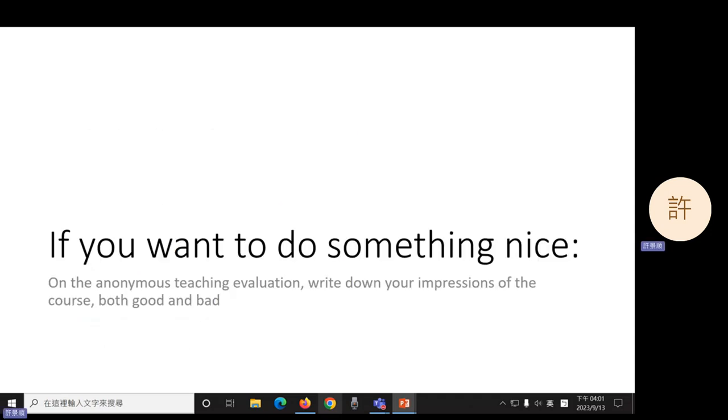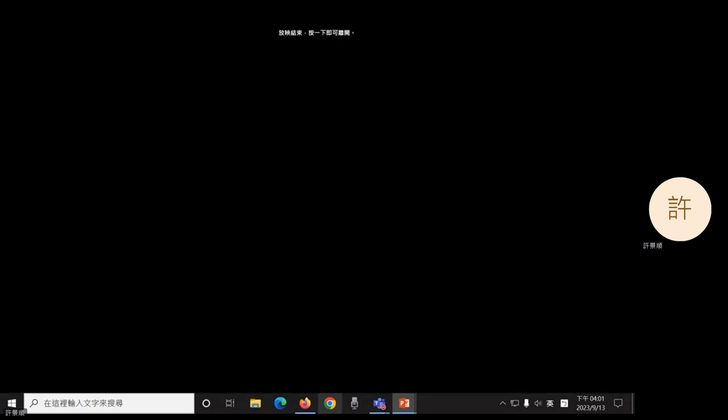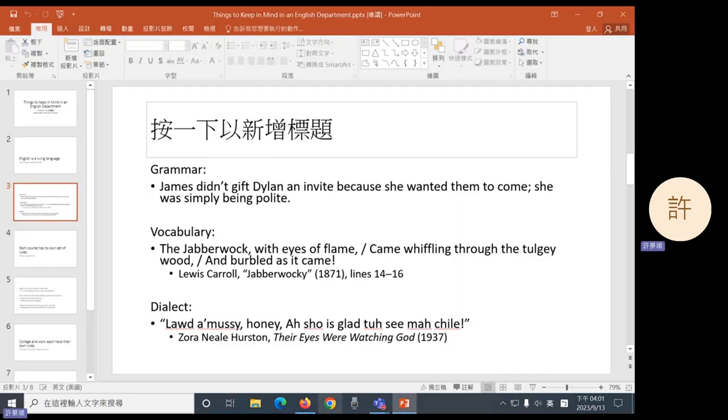And then finally, if you had a good time in a course and you want to do something nice, at the end of each semester, you will fill out an evaluation sheet based on how much you learned and how well the teacher did, and you will also have the chance to write something. Most people don't write anything, but if you really enjoyed your class, I encourage you to write something positive, or negative if you think it's important. Okay, so those are just some basics.